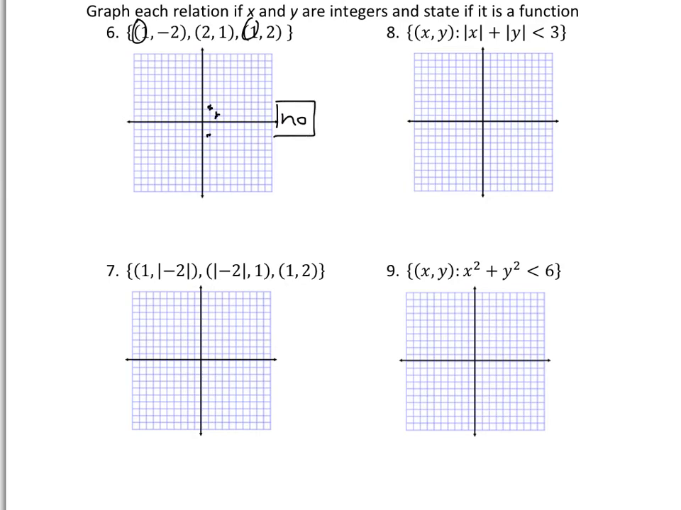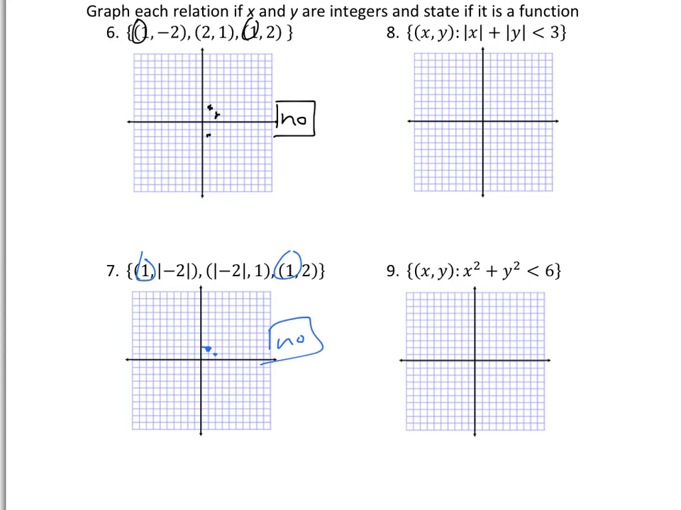For 7, we've got the absolute value of negative 2, which is just going to be 2, 1, 2, or the absolute value of negative 2, which is 2, 1, and 1, 2. So the 1, 2 appears on there twice. Once again, 2 inputs are the same. No good.